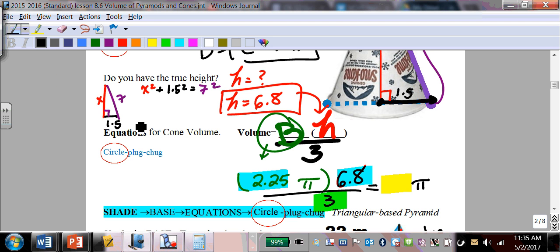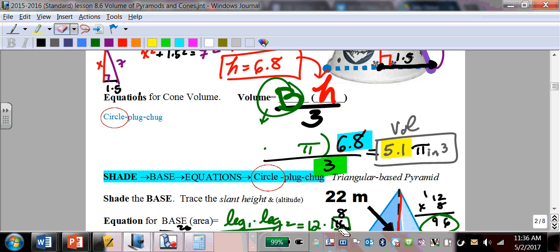Okay, Sophia, what'd you get, ma'am? And it's inches cubed. I'm going to box that. I'm going to write the word volume, and I am done. Say base, equations, circle, plug, chug. Okay, that whole circle plug chug is really important.